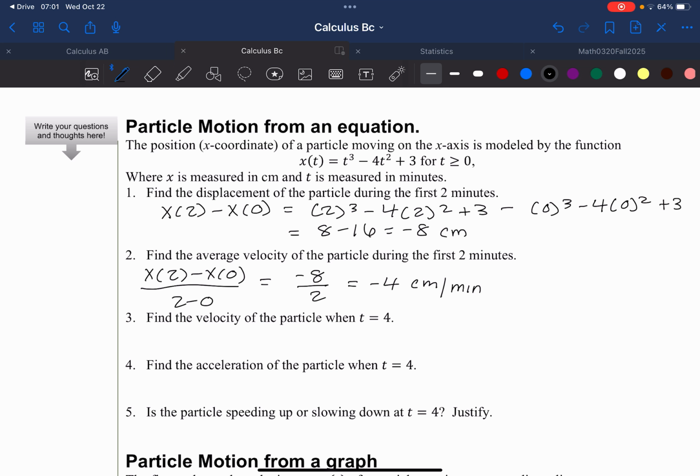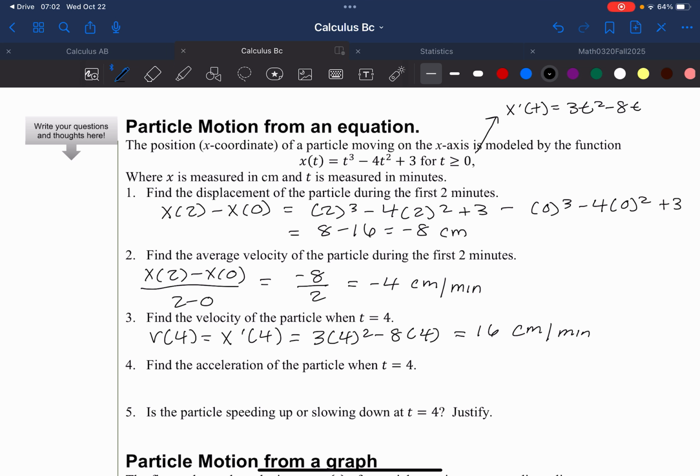Then it says find the velocity of the particle when t is equal to 4. Well, the velocity, so v of 4, we know is just the same as the first derivative of the position function at 4. So I would take the first derivative. So x prime of t is equal to 3t squared minus 8t. Then I'm going to plug 4 into that. So 3 times 4 squared minus 8 times 4. This gives me 16 centimeters per minute.